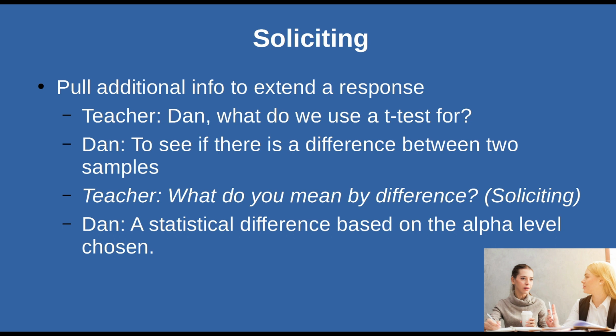Unlike eliciting, where the initial answer might not be clear, with soliciting the initial answer might be clear, but you want more information. With eliciting, you want more information because the original answer is not clear. With soliciting, the answer may be clear and you want more information to extend the response for learning purposes.